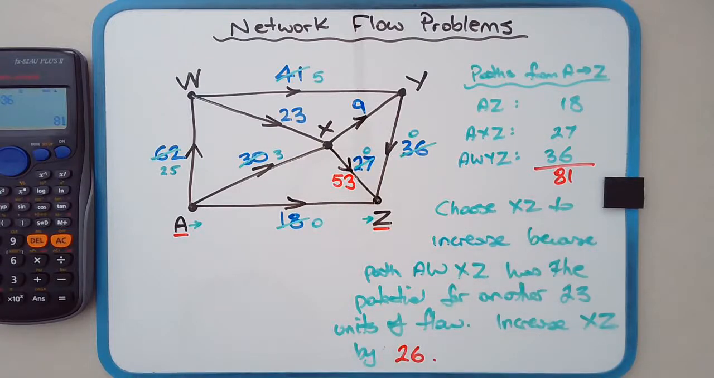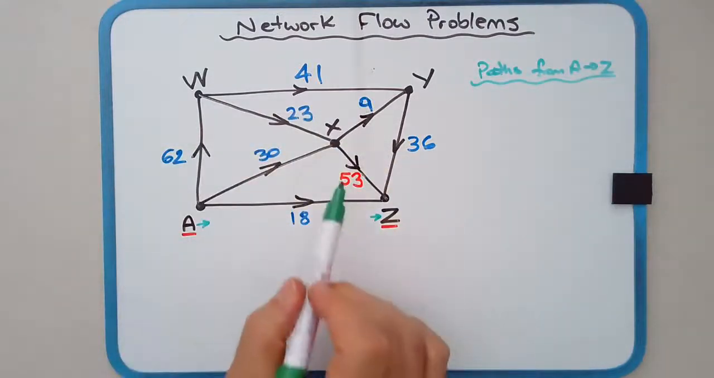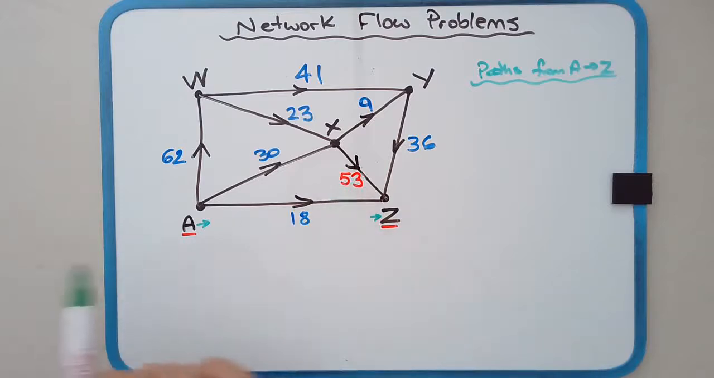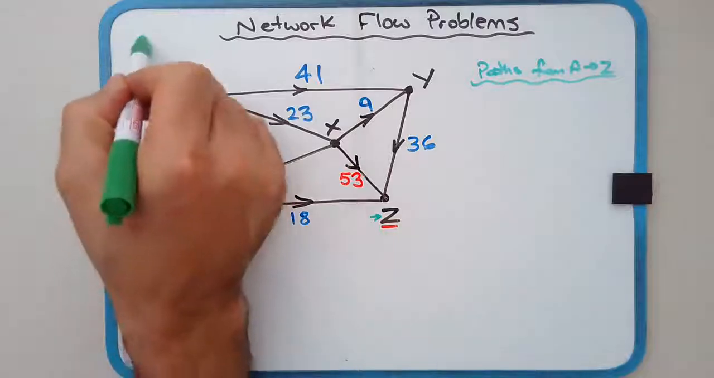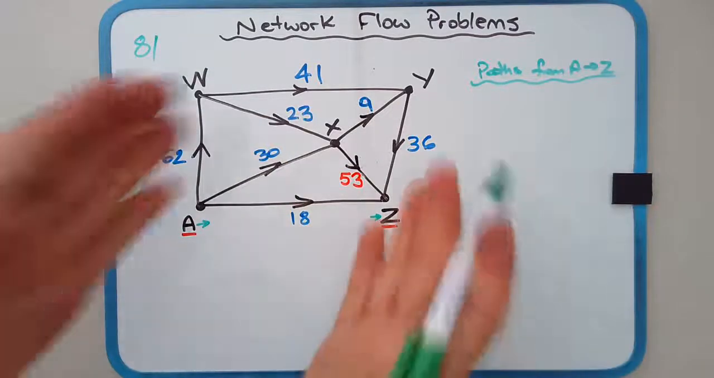I'm just going to pause the video, then I'm going to flip the board around. Okay, I'm back. I didn't have to flip the board around. All I did was redraw the weights of the edges back in again, except this time I changed XZ, and it's now 53. So let's see what happens to the flow capacity of this network. Remember, originally it was 81.